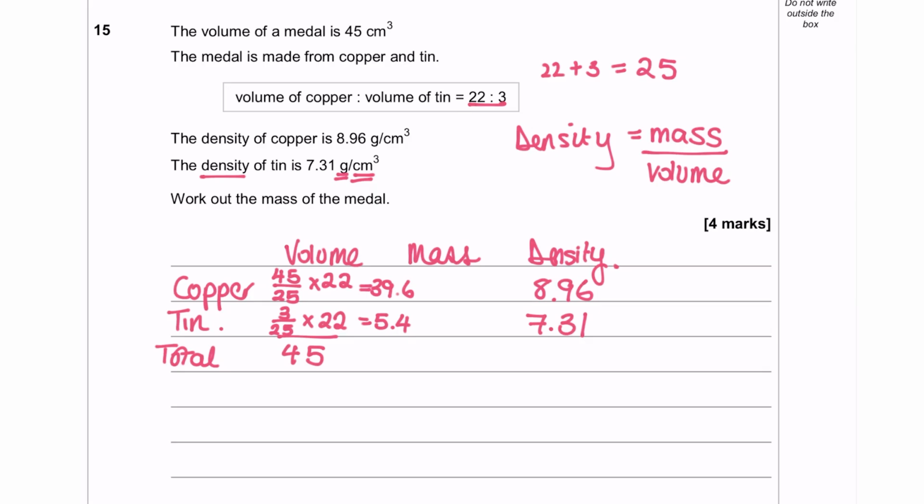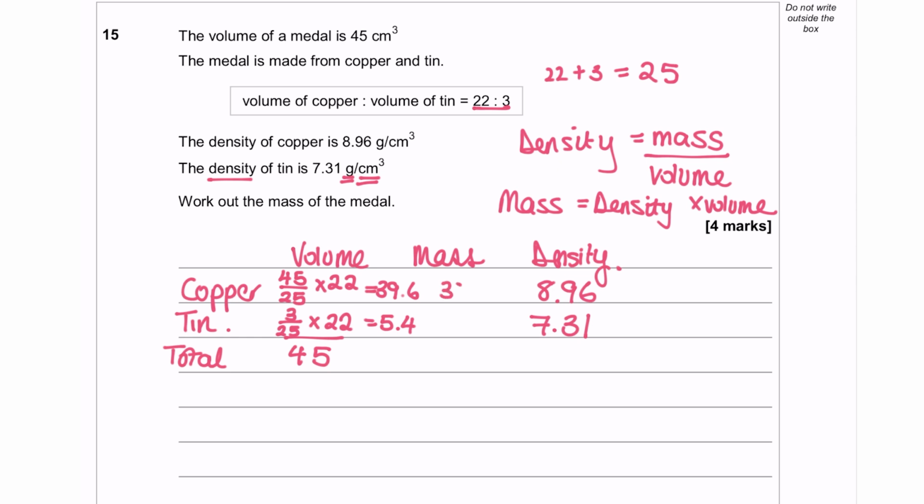So now we've got those, we want to find out the mass. We can rearrange this formula: mass equals density times volume. We do 39.6 times 8.96 and we get 354.81. And we do 5.4 times 7.31 and we get 39.474. The total mass for the medal is 394.29 grams, and that would be my answer. So I'm summing up the total mass. Make sure you do use your ratio button if you have it. It will make a lot of your calculations a lot easier.